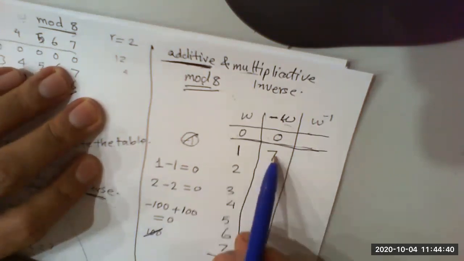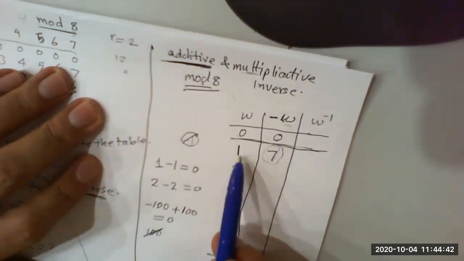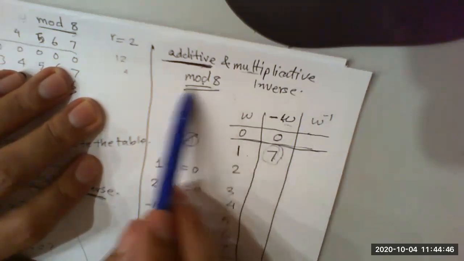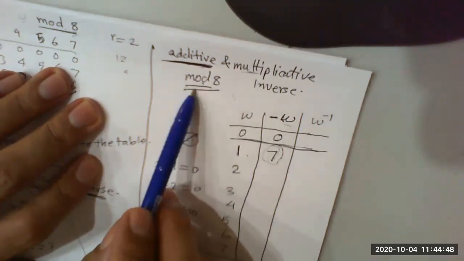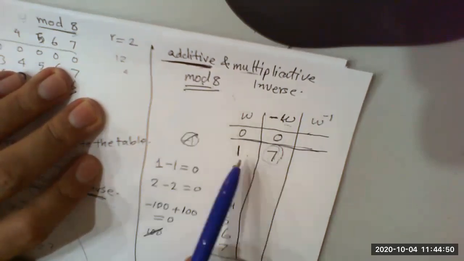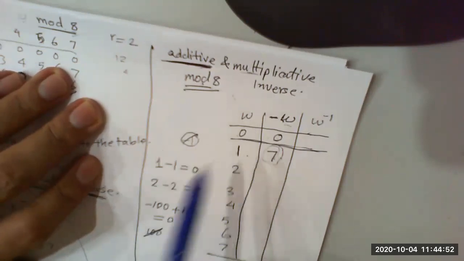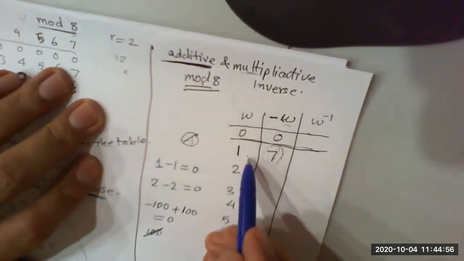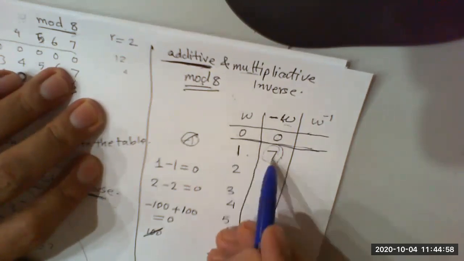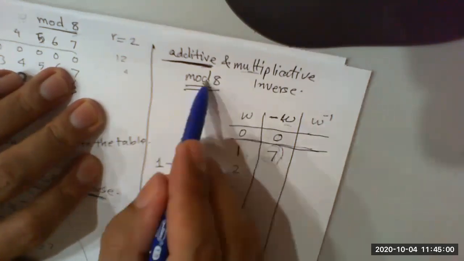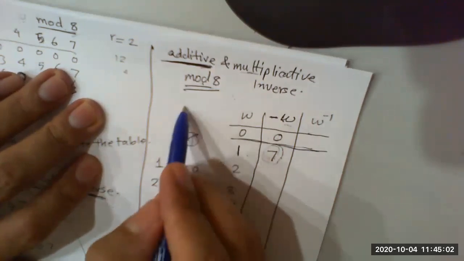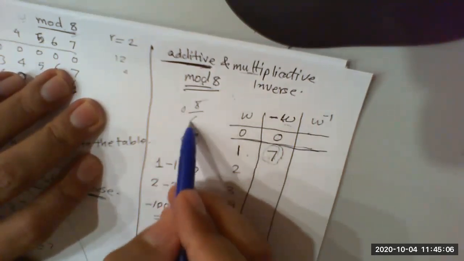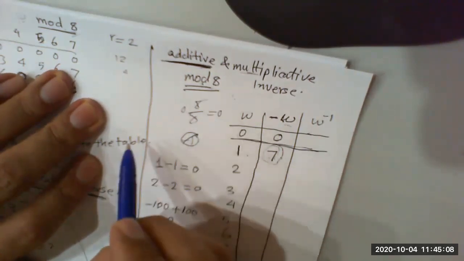So I want to have a number here. If I sum it to 1, when I take mod 8, it will give me 0. Every time I use mod 8, it gives me 0. For example, in this example, 1 plus 7 is 8. 8 mod 8 means 0 because there is no remainder. If I divide 8 by 8, the remainder is 0.